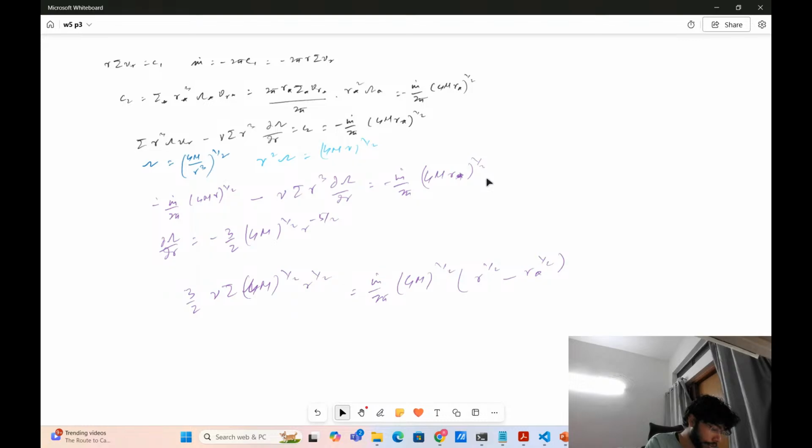So from here we can just easily get mu sigma equals m dot by 3 pi times 1 minus r star by r to the power of half. Right? So you just keep mu sigma. So GM to the half cancels. So this thing cancels, and you just divide both sides by r to the power of half. So this one will become 1 minus r star by r to the half. Okay, so that was fine. Any questions?